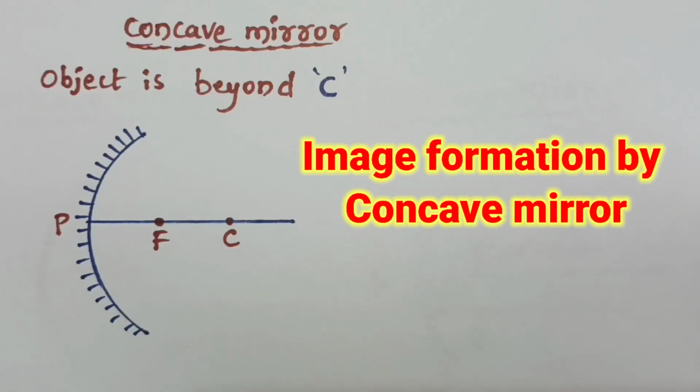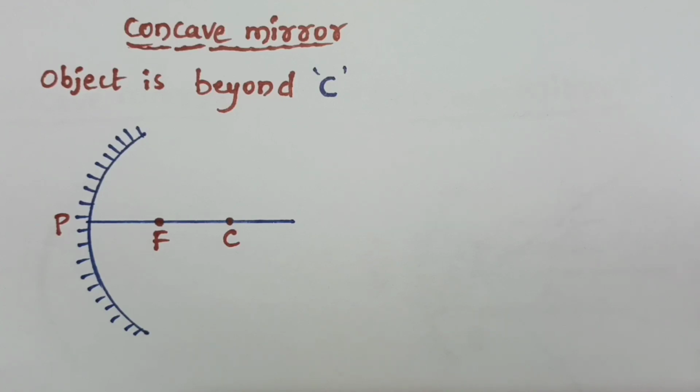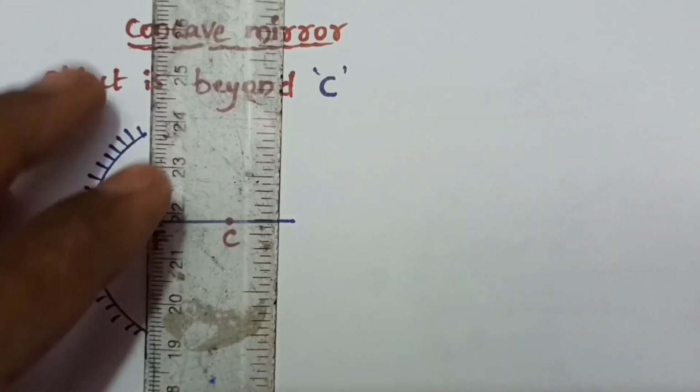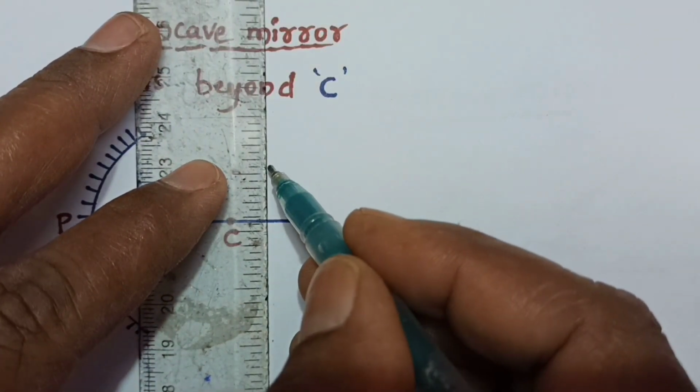The next topic is image formation by a concave mirror. Object is placed behind C.